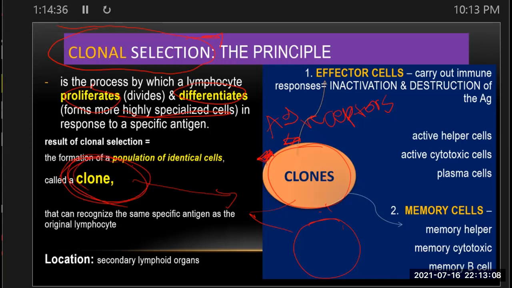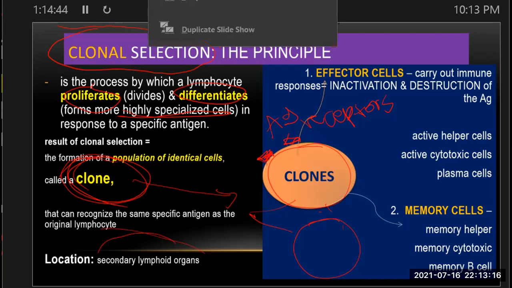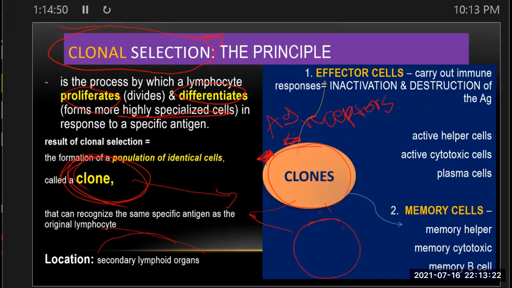Location: where can we find the clones? Not in the primary or generative lymphoid organs, but in our SLOs, or secondary lymphoid organs. We have two types of clones, of course: effector cells and memory cells. Effector cells are those that really carry out the actual combat, carry out immune responses, in the form of destruction, elimination, inactivation, opsonization, or neutralization of the antigen.